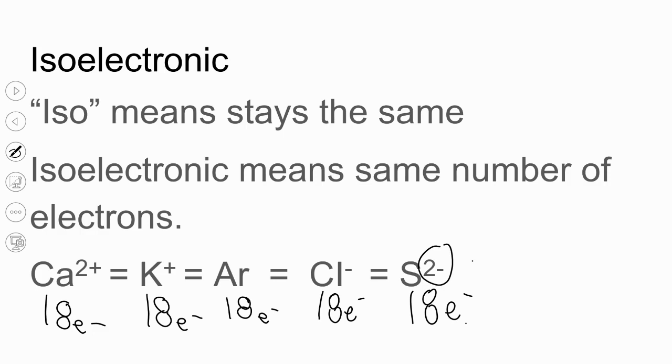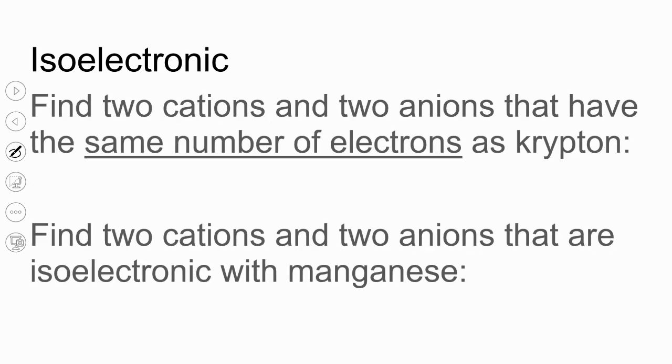And I think if you use the periodic table as a tool to move, that's helpful for this second problem. Okay, I want you guys to try at least the top one. If you get done, you can try the next one. So go ahead and find 2 cations and 2 anions that have the same number of electrons as krypton. You need like a minute.